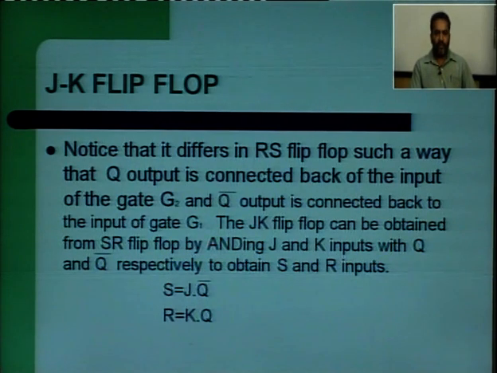We can note that it differs from the RS flip flop in such a way that the Q output is connected back to the input of gate 2, the second gate, whereas the QR output is connected back to the input of gate G1, that is, with J. The JK flip flop can be obtained from the SR flip flop by just ANDing the J and K inputs with Q and QR respectively to obtain the S and R inputs.